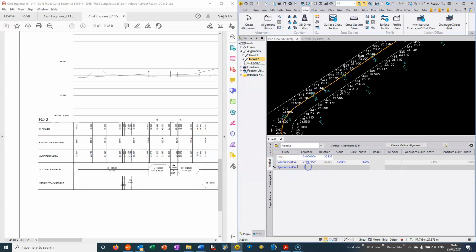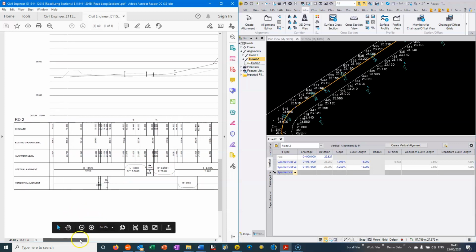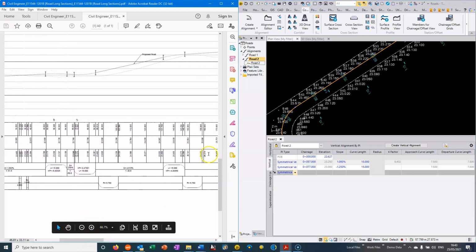So the next symmetrical vertical curve is this one here, which we can see is chainage 49.5. We need to put in the midpoint, so it's 7.5 plus that because the length is 15. So the chainage is 77. The slope going into it is minus 1.250, so we can enter that. And again, the curve length is 15. And then we can go all the way through to the next one.